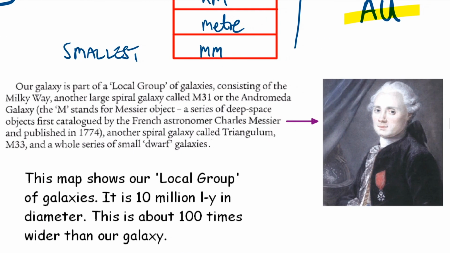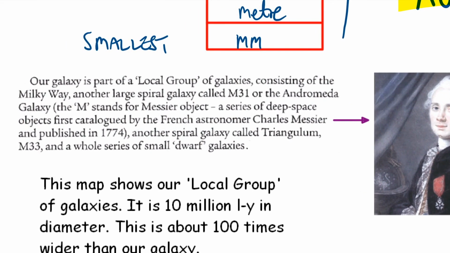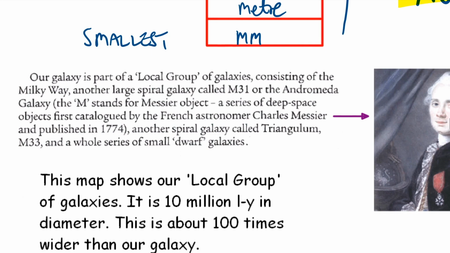Okay, let's find out who this gentleman is. Our galaxy is part of a local group of galaxies consisting of the Milky Way, another large spiral galaxy called M31. It's not a motorway, it's a spiral galaxy, or the Andromeda galaxy. The M stands for Messier object, a series of deep space objects first catalogued by the French astronomer Charles Messier and published in 1774. Another spiral galaxy called Triangulum, M33, and a whole series of small dwarf galaxies.